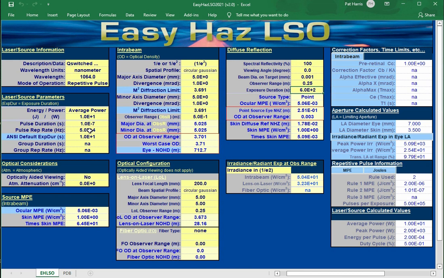I'm going to take a really wild guess here. Let me look at 2,530 hertz and hit that, and notice we changed to Rule 1, and notice that the MPEs look almost identical. So when they're the same, it doesn't really matter whether you choose 1 or 2. The system picks one and says, this is the one we're using.